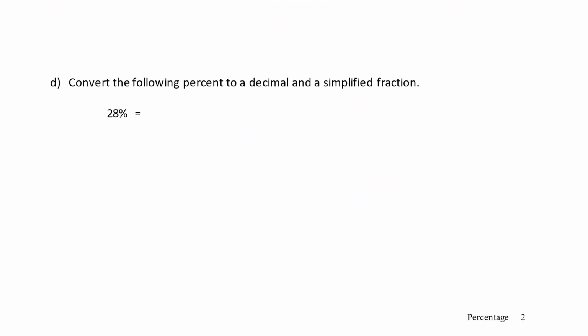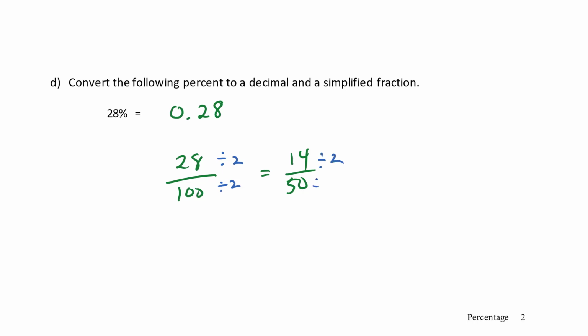Convert the following percentage to a decimal and a simplified fraction. 0.28 as a decimal, 28 over 100. We can take a 2 out of the top and the bottom. I can see that right off the bat. And if you don't see it the first time, you can take it out again. I could have taken a 4 right off the bat. So in this case here, I have to do it again. 7 over 25. Hopefully these ones weren't so much of a challenge.